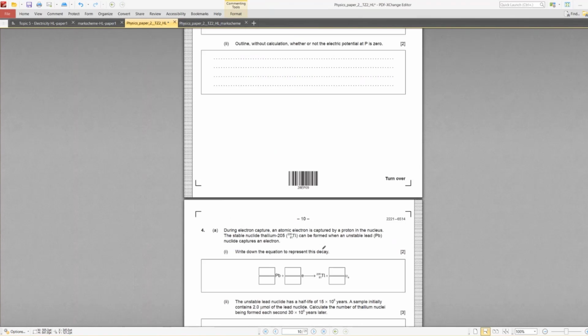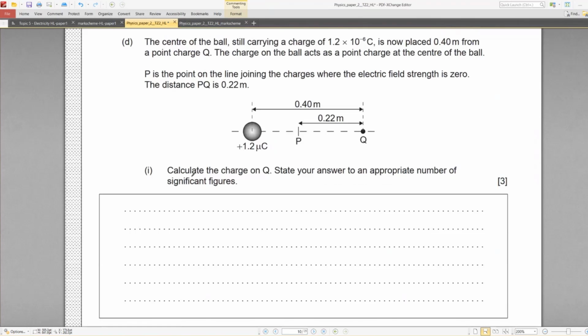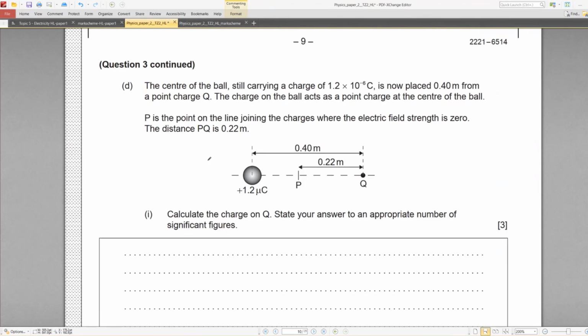One more question about charge here. Let's finish it. Also still question 3. It's mostly paper 2 that has questions about charge, not very common about electric circuit. Electric circuit is usually given in paper 1.